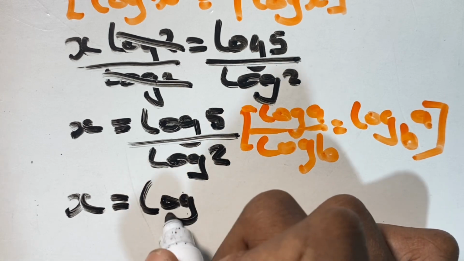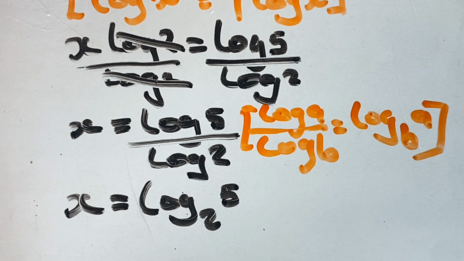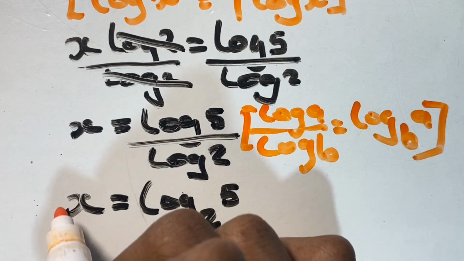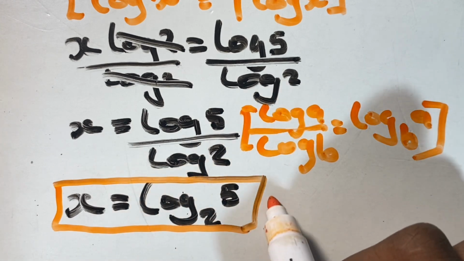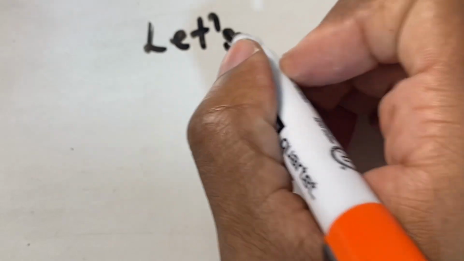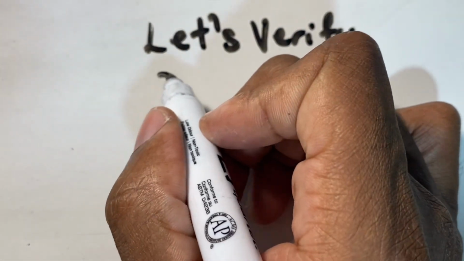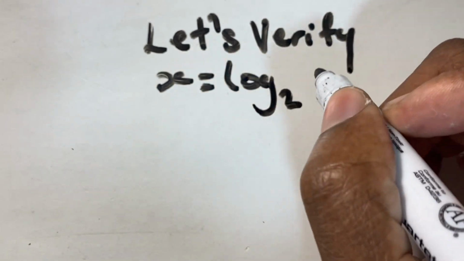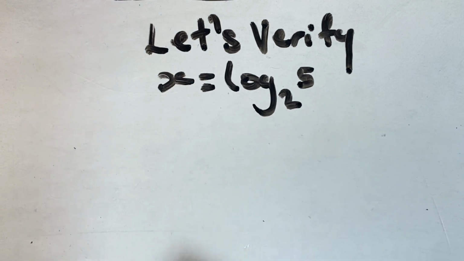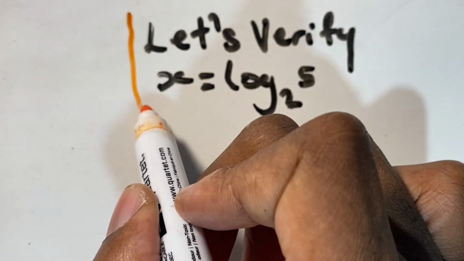This means therefore we can simplify for the solution of x as log base 2 of 5. And this is our solution for x. But we can go ahead and verify the solution to see if it is correct. So let's go ahead and just do that. So let's verify that x is equal to log base 2 of 5.